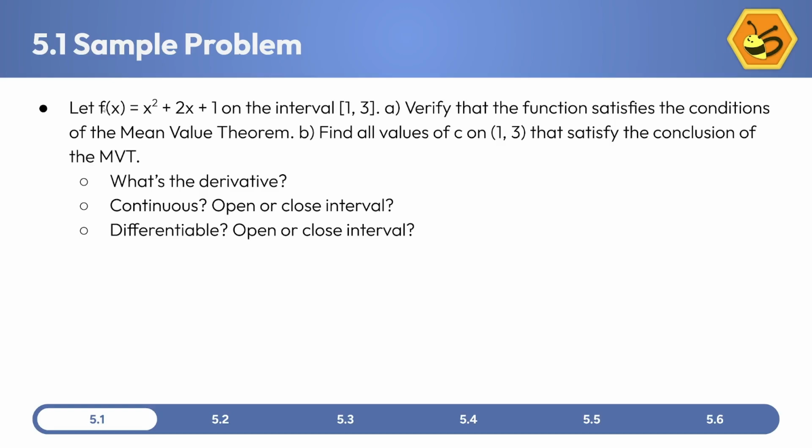Okay, so in this problem, we have a function f of x on this interval from 1 to 3. First, we want to verify that we can use the mean value theorem. And then once we verify that, we want to find all values of c that satisfy the condition of the mean value theorem. And for those of you who are new today and haven't joined my lecture yesterday, for these sample problems, if you need help, I just added some guiding questions, some hints if you need them.